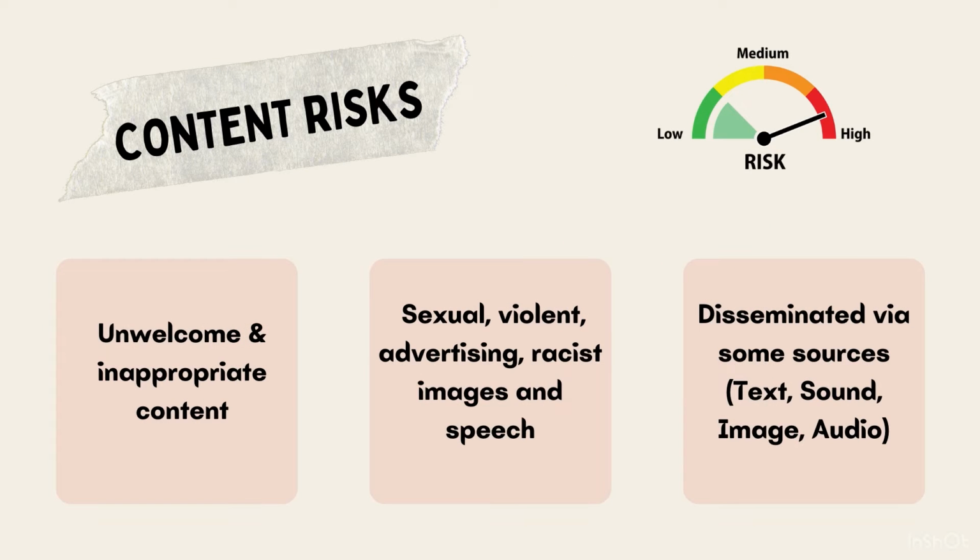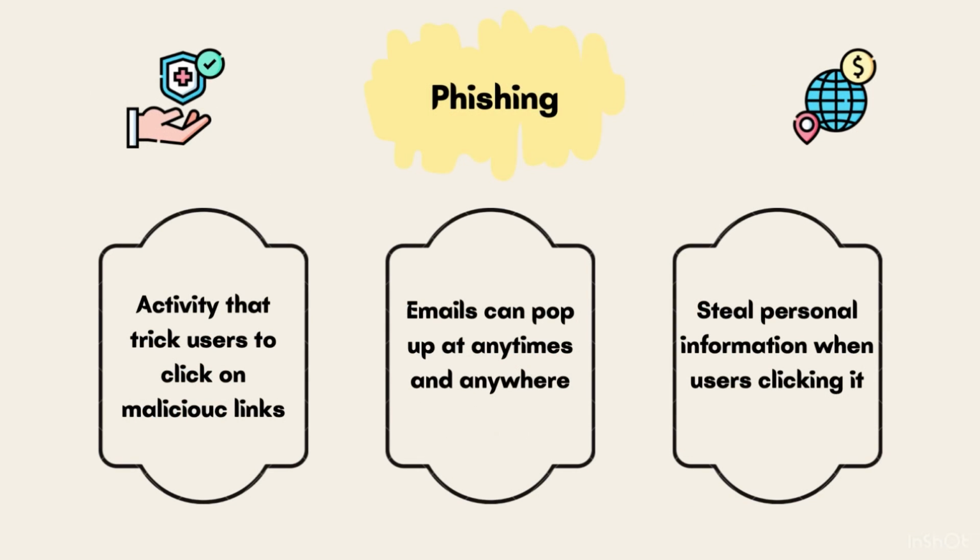Hello everyone, I'm Shengyi and I would like to introduce the content risks. Content risks are unwelcome and inappropriate content. People can be easily influenced and affected by these harmful contents. These contents can include sexual and violent images, some forms of advertising, and racist, discriminatory, or hate speech. Furthermore, these contents can be disseminated easily via sources such as text, sound, image, and audio. Then, one of the activities that can spread harmful information and increase the content risks is phishing.